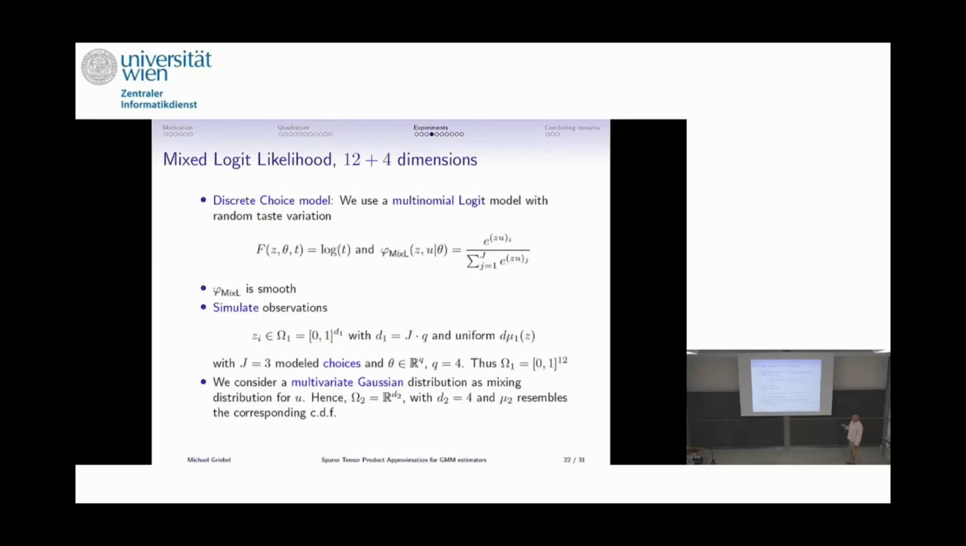So we take 3 different choices. We have, in the experiment, the people can pick between 3 different choices. This is J equal 3. And Q is 4, and therefore we are living in a 12-dimensional space for omega 1 in this setting. You can crank that up with more choices easily. You can construct high-dimensional integrals. And we consider a multivariate Gaussian distribution as mixing distribution for the inner integral, and pick here d equal 2, where the measure is the corresponding CDF, which we know.